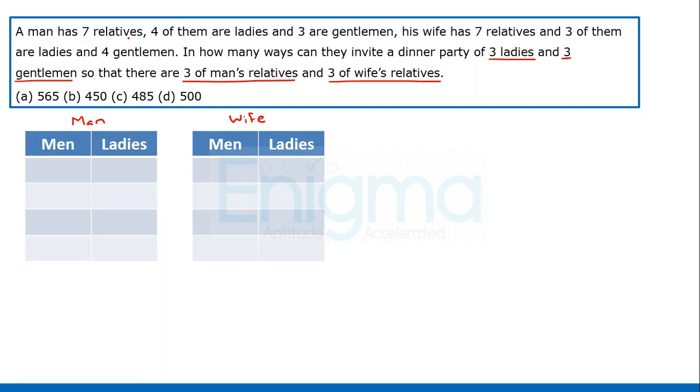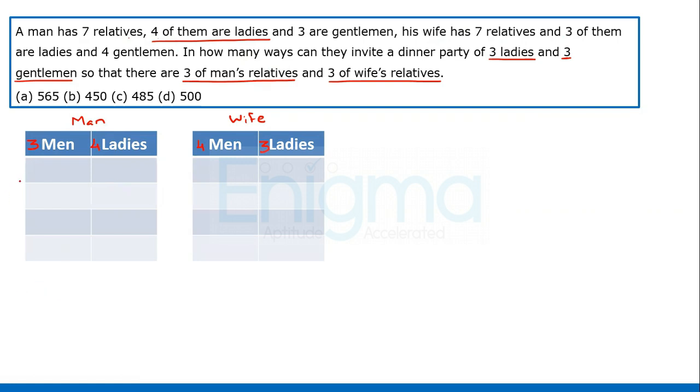Now, a man has seven relatives, four of them are ladies. So there are a total of four ladies and three are gentlemen. His wife has seven relatives, three of them are ladies and four are gentlemen. Now, let's write down all the cases which are possible.